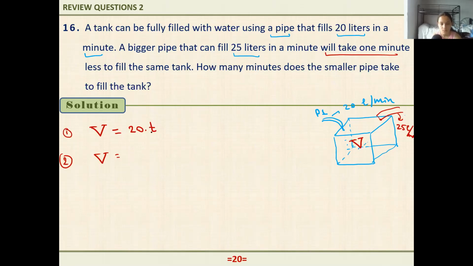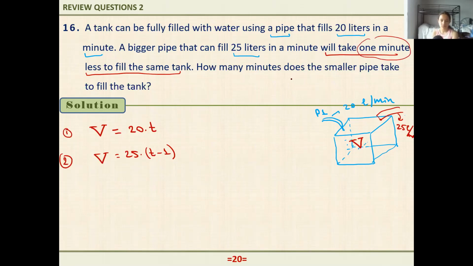So here it is like speed and time, speed and time. So here it says 25 liters every minute. It will take 1 minute less to fill the same tank. Now with the smaller pipe, it takes t minutes, right? How about this bigger pipe? How long does it take? T minus 1, right? It's like speed and time. If you travel at a slower speed, it takes more time. If you travel at a higher speed, it takes less time, right? So that means that it's a bigger pipe, so it takes less time. By how much? It says by 1 minute.